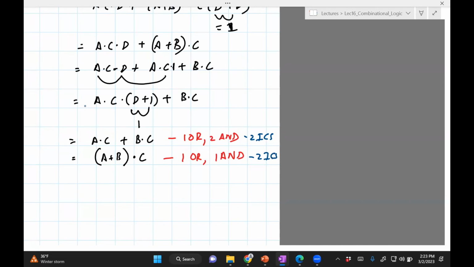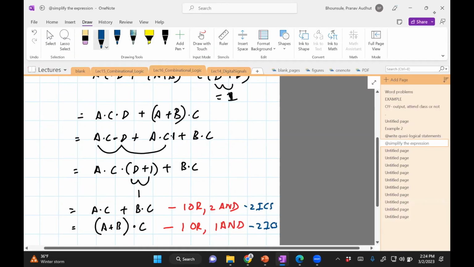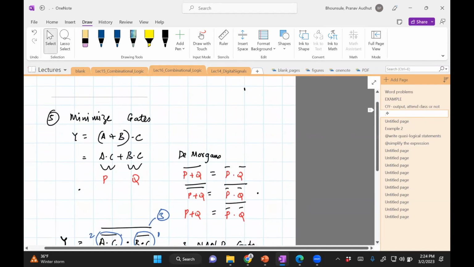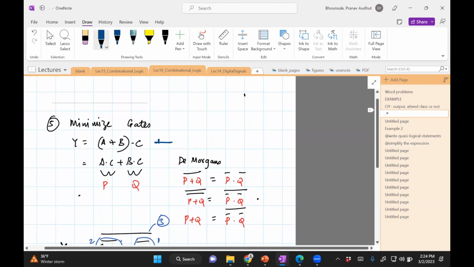Why do you need 2 ICs? Because the OR gate is available as a chip with 4 OR gates, and the AND chip is available as 4 AND gates. So you require 1 chip each, which is the 2 ICs, and then the same for the other. But if you see this expression, this is the same expression I got earlier. Here was the solution I got from my last problem. It was exactly the same expression.